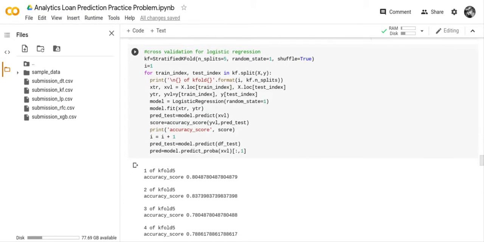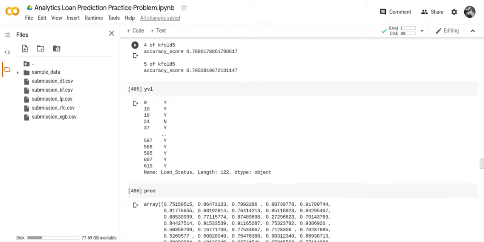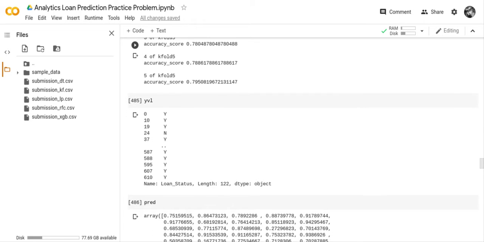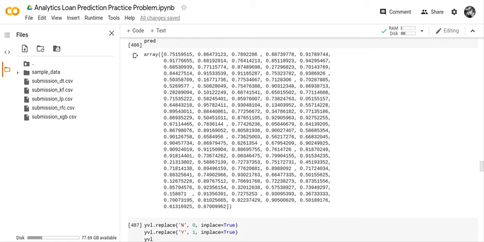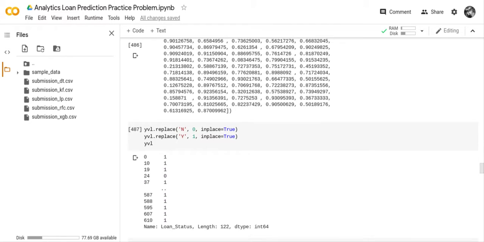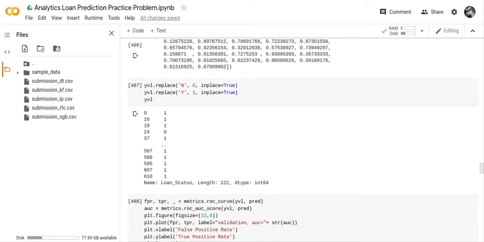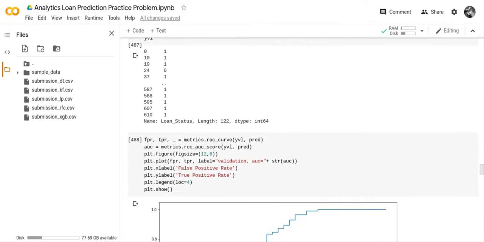So we did a cross-validation on logistic regression, and this is the code for cross-validation. I wanted to see what was in yvl because I had some problems with that. It was supposed to be ones and zeros, but it was yeses and nos. I wanted to see what was in pred, so I put that in there. In order to get the upcoming code to work, I had to replace yes and no with 1 and 0. You can see that I replaced those values.